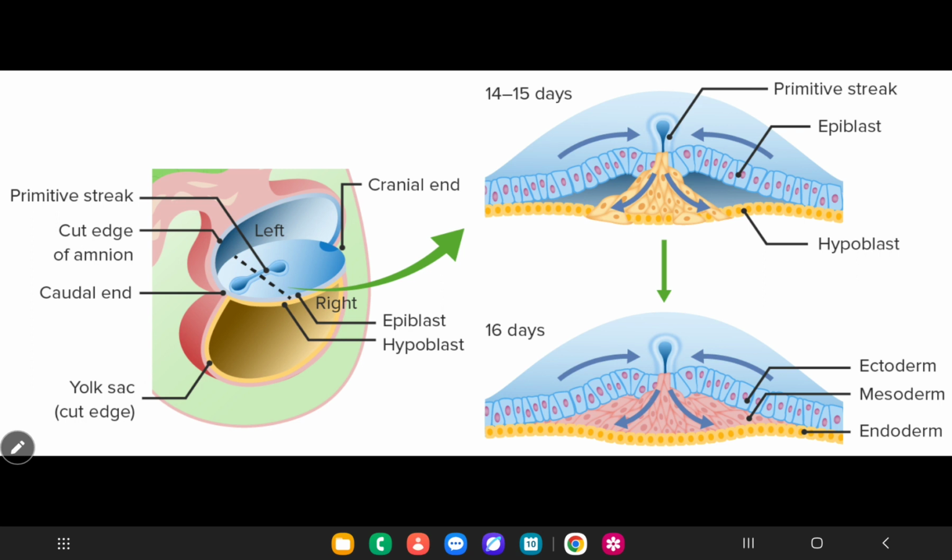From this video, I will discuss the neurulation process. Before going into the neurulation process, I will summarize the previous video about gastrulation.